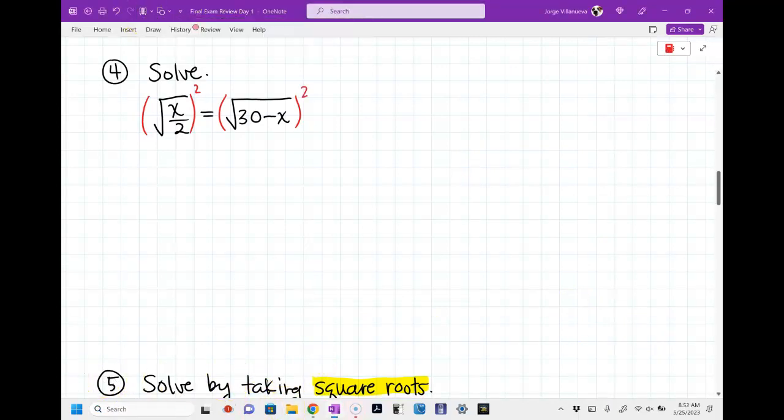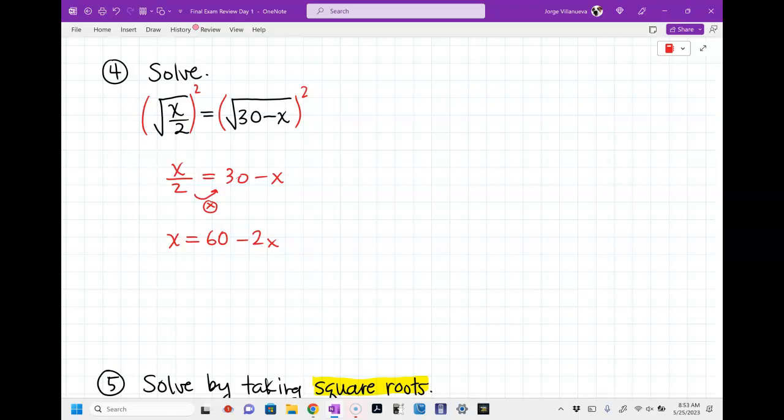So yeah, we're going to square both sides. Now in doing so, the square roots disappear. So this is just x over 2 equals 30 minus x. If I got to solve for x, I got to get rid of that division by 2. So let me multiply the 2 over to this side. But remember, since there's 2 terms on the right side, I have to distribute. So it's going to be x equal to 60 minus 2x, because 2 times 30 is 60, and 2 times negative x is negative 2x.